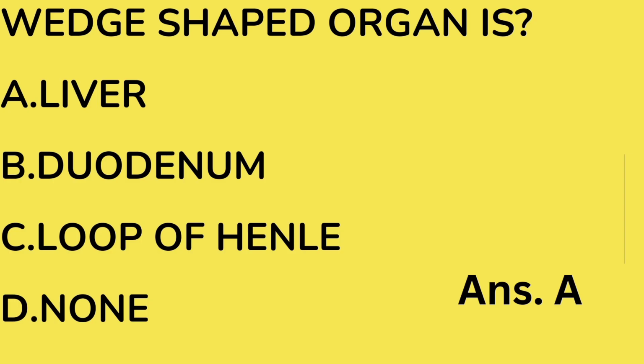Next question, wedge shaped organ is. Option A liver, option B duodenum, option C loop of Henle and option D none. Here the right answer is option A liver. The shape of liver is wedge shaped. And about duodenum, the shape of duodenum is C shaped. And about loop of Henle, the shape of loop of Henle is U shaped.